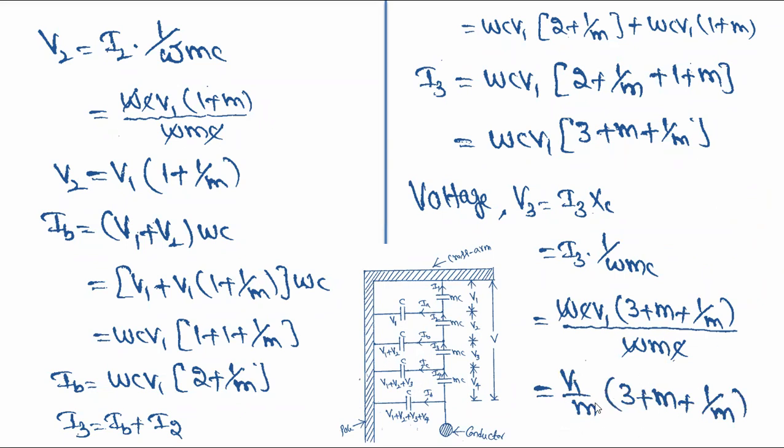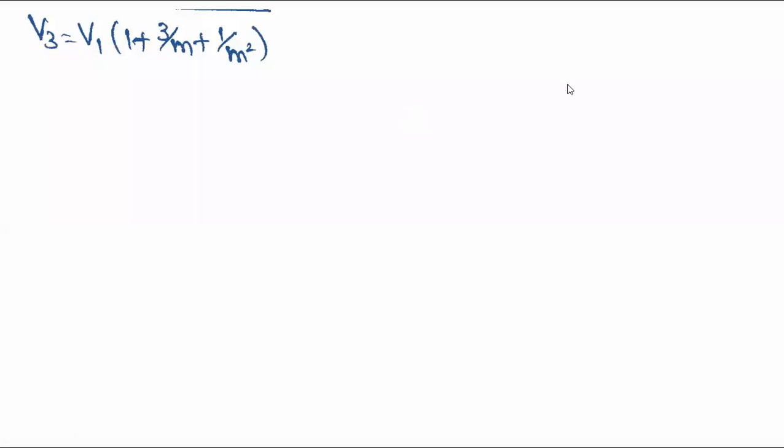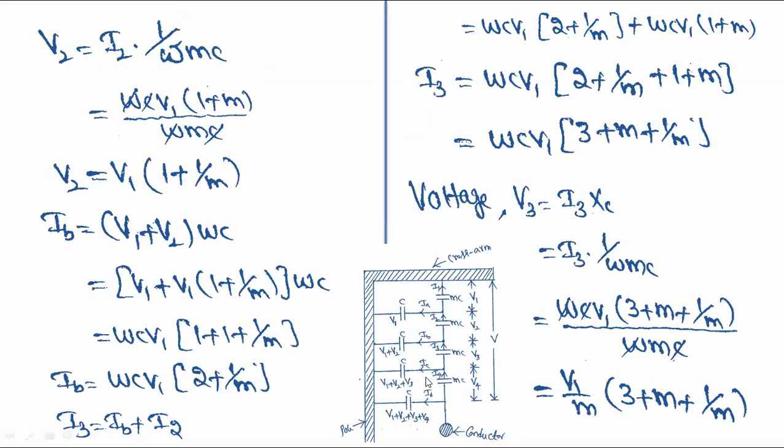If you send internally, m gets cancelled, so V1 into 1 plus 3 by m plus 1 by m square. Now we are getting V3 equal to V1 into 1 plus 3 by m plus 1 by m square. Now apply Kirchhoff's current law. Next we want to find out I4 current. I4 equal to IC plus I3. Already we know the value of I3. We want to find out IC. What is IC? Omega into the weight of the conductor into shunt capacitance C.